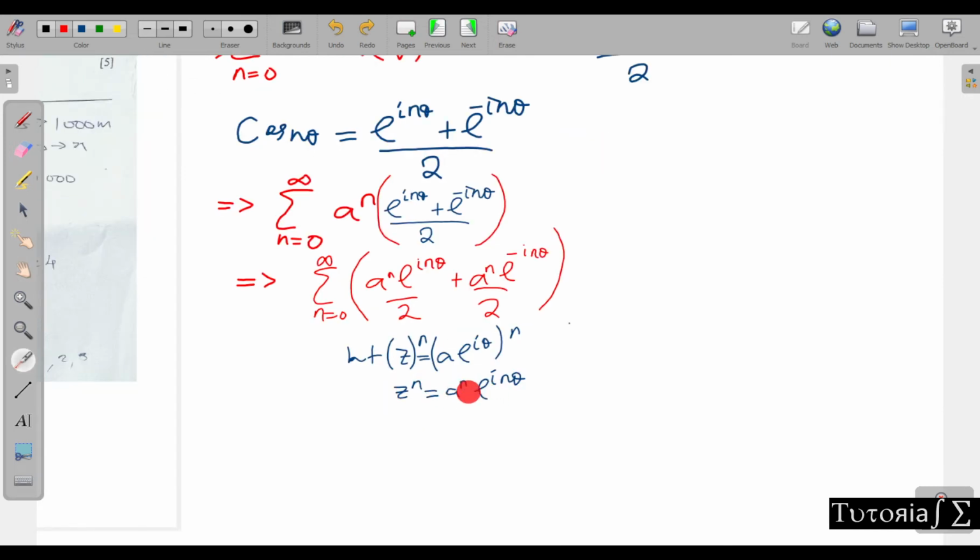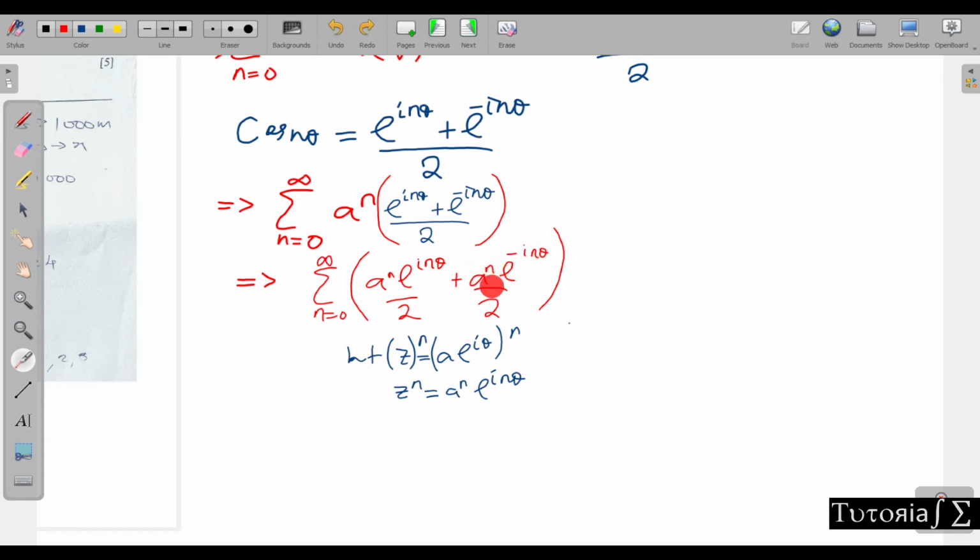Can be written as that. So simply here, where there is a to the power n e to the i n theta, then replace with z. And we also need to work with this part. Now, on this part, we see that there is a to the power n and e to the negative i n theta.